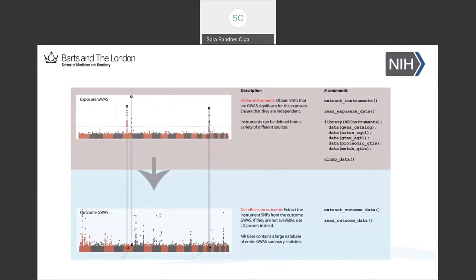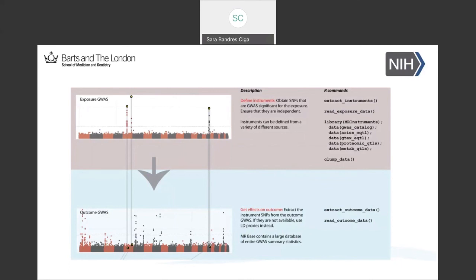So this is important to make sure that we are not violating Mendel's second law of independent assortment. You will see in the code, this is all automatic. You don't need to do anything. Just run a line and the package will basically clamp your data.